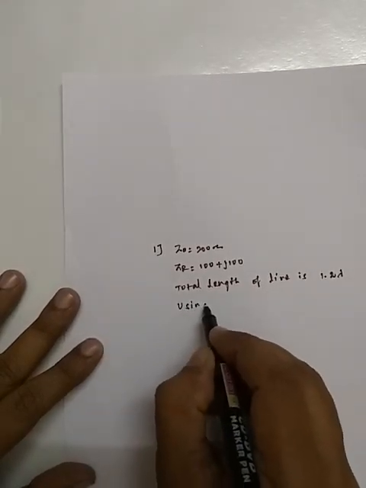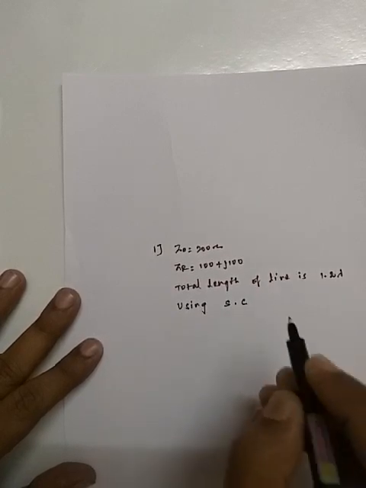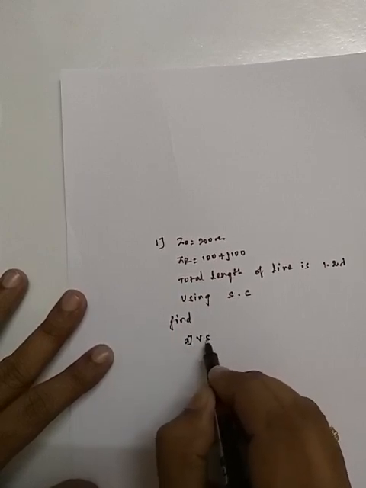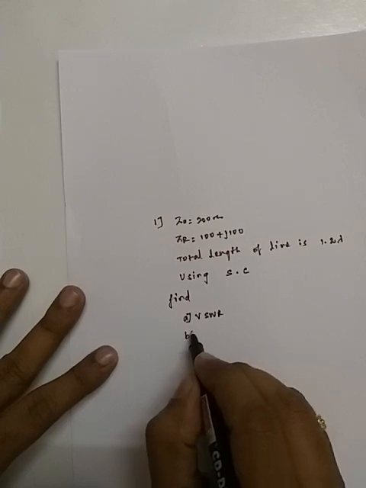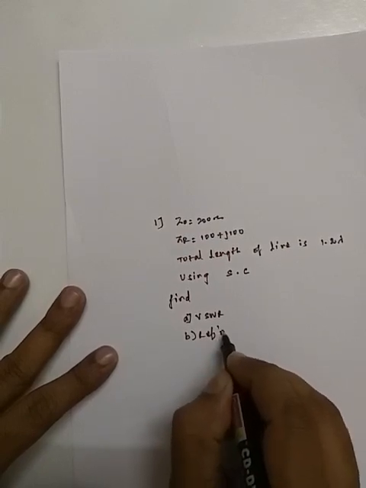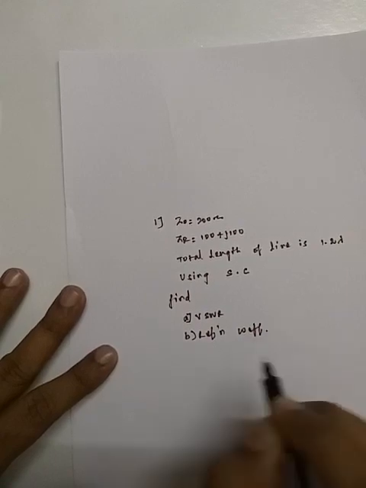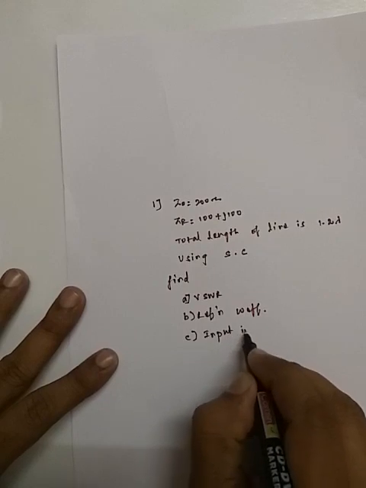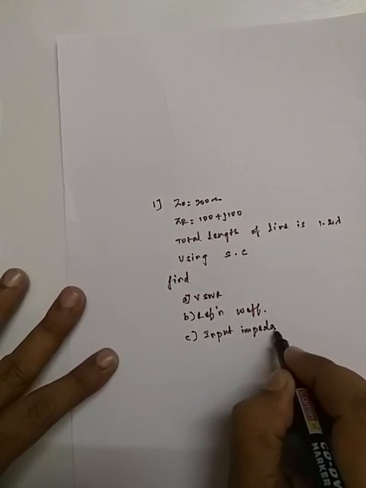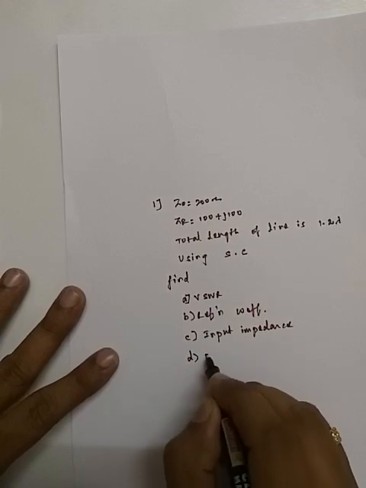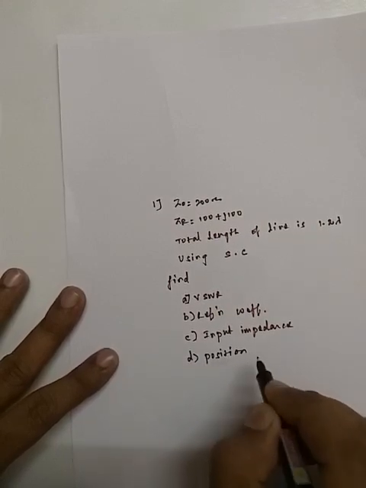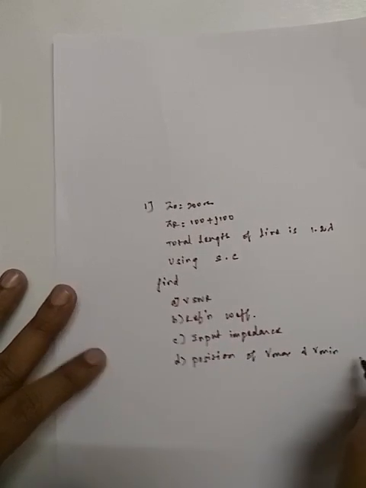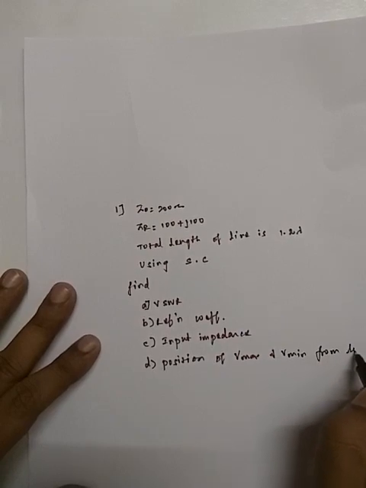Using the Smith chart, find A, VSWR, B, reflection coefficient, C, input impedance, and finally D, position of Vmax and V minimum from load.